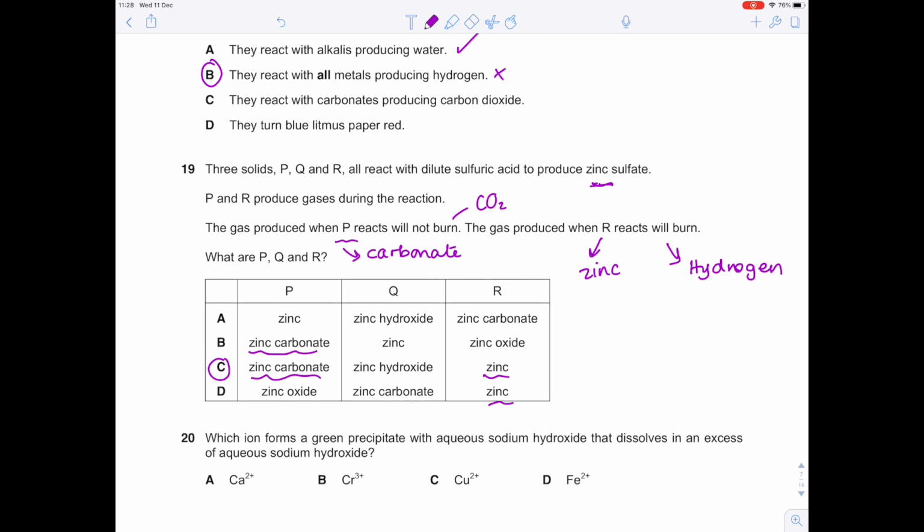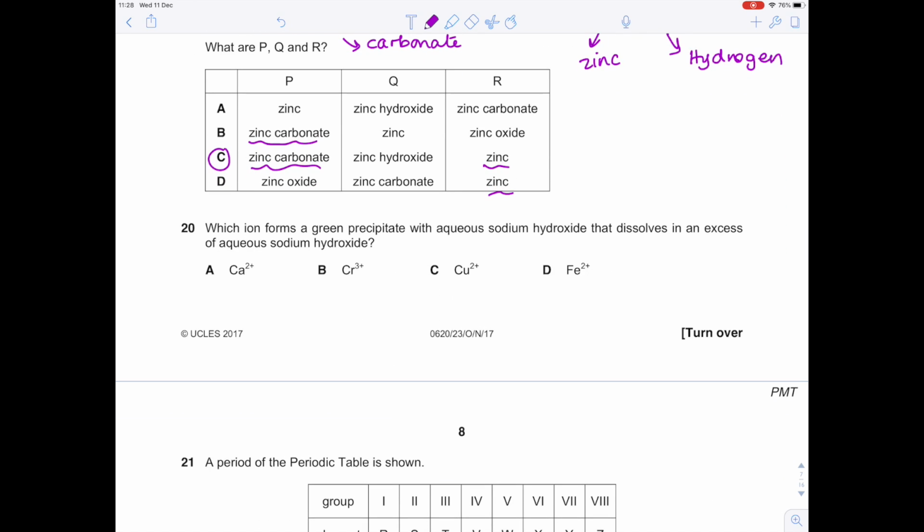Yeah, well, sulfuric acid plus zinc hydroxide would produce zinc sulfate. We don't have any more information, so I'm going to just stick with 19C. Which ion forms a green precipitate with aqueous sodium hydroxide that dissolves in an excess of aqueous sodium hydroxide? Okay, learn this off by heart. It is the chromium ion.